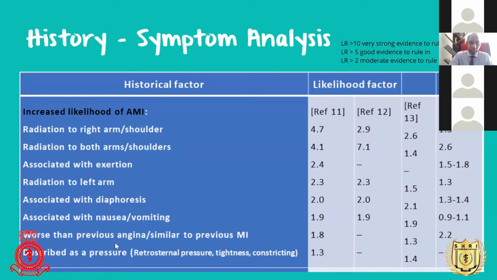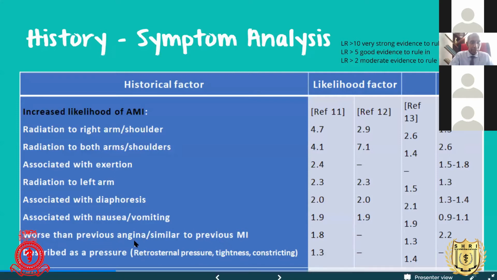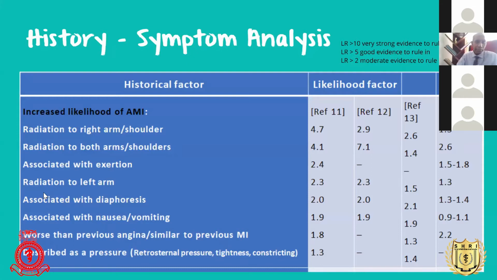From those likelihood ratios, pain described as pressure, retrosternal pressure, tightness, or constricting type pain has some sensitivity, but not strong. Pain that is worse than previous angina or similar to previous MI is an important point in the history. Associated nausea, vomiting, and diaphoresis are symptoms of critical illness. Whatever the reason, those are symptoms of a critical problem going on. So those are also sensitive, not specific.